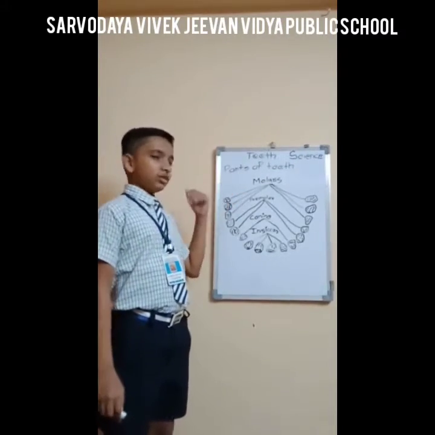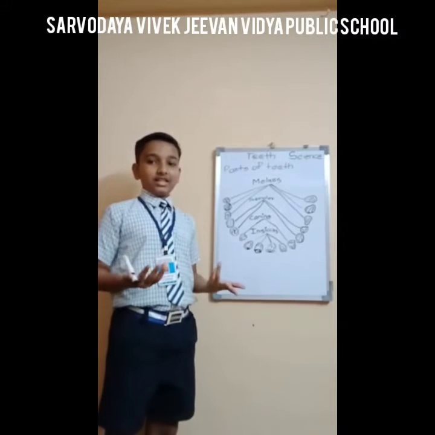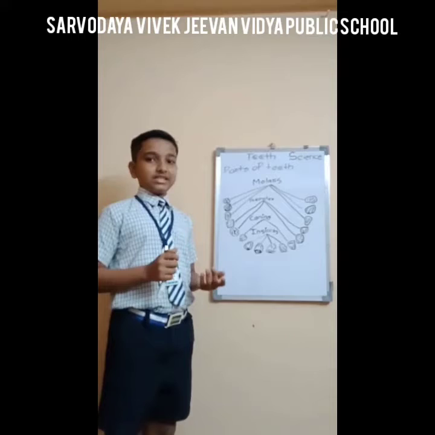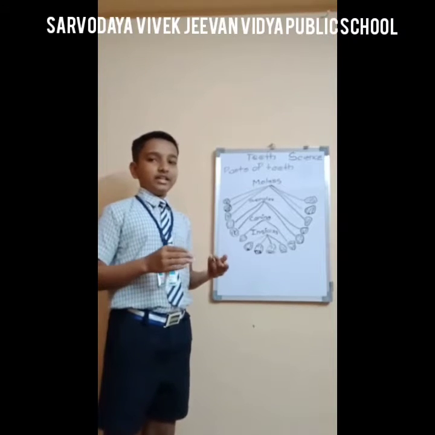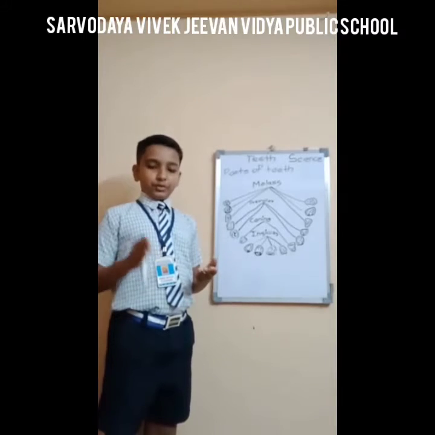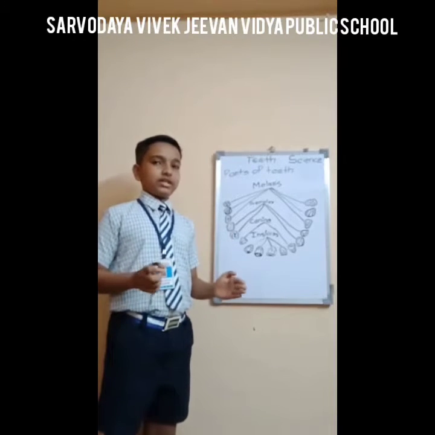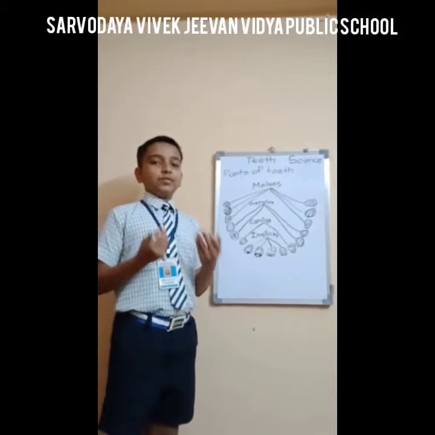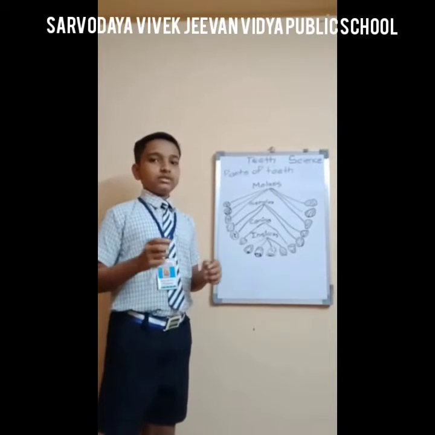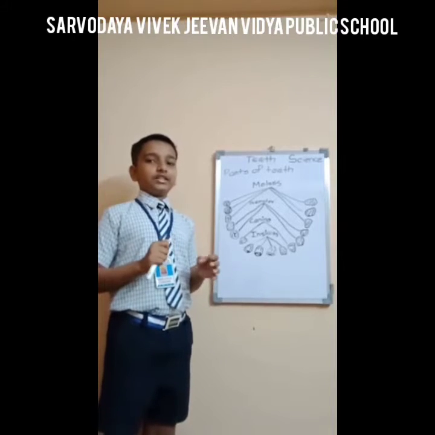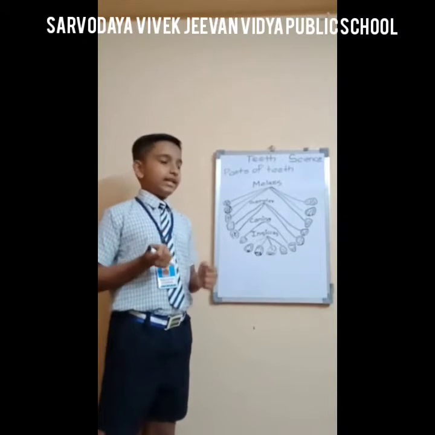Today we are going to learn about teeth. What are teeth? Teeth are a tool of our body that plays an important role in cutting and tearing the food mechanically. Children between 6 months to 8 years have 20 temporary teeth. These are known as milk teeth. These milk teeth are replaced by 32 permanent teeth after 8 years.